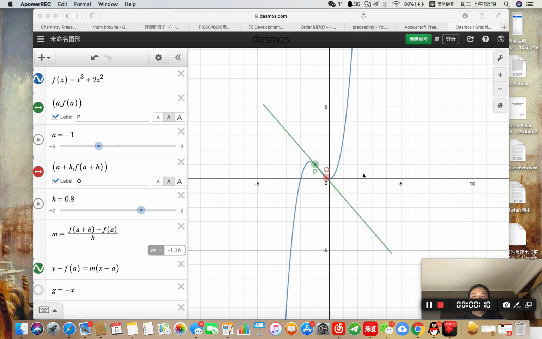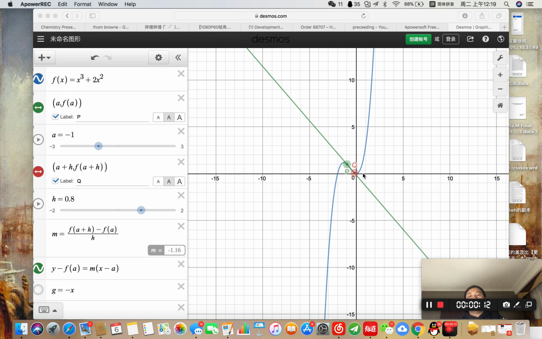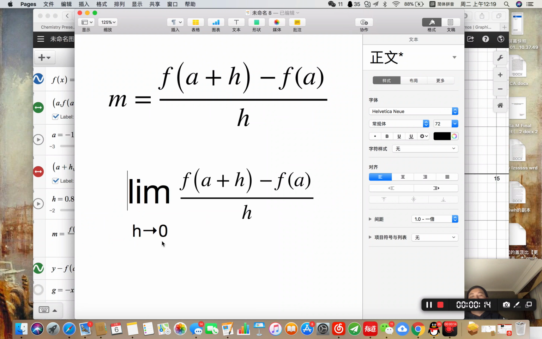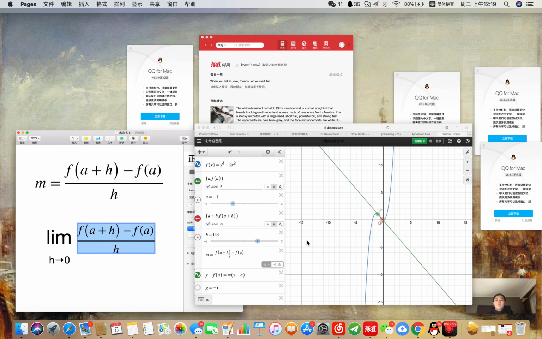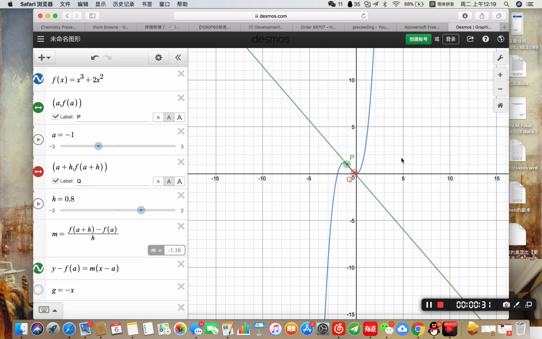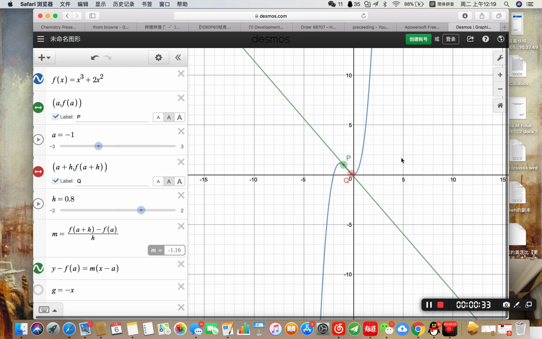First of all, I want to show you guys how the IRC formula looks like. So the IRC formula is the limit as h approaches 0 of f(a + h) minus f(a), divided by h. It is intended to help us understand the formula more easily.